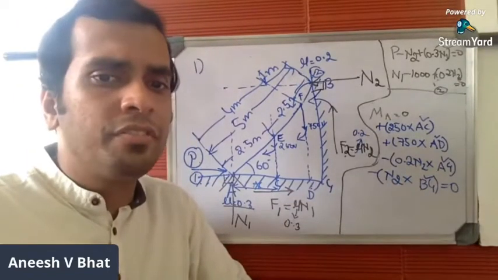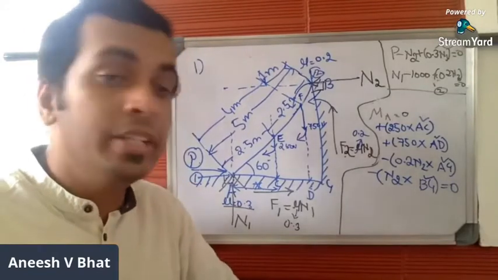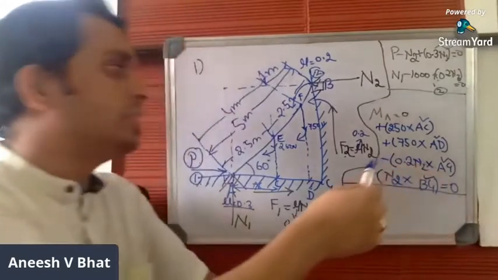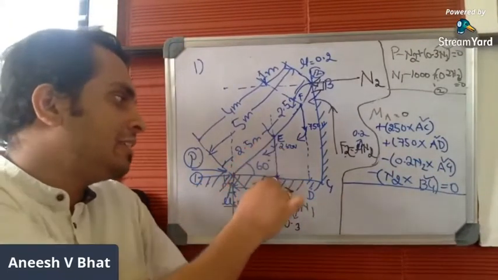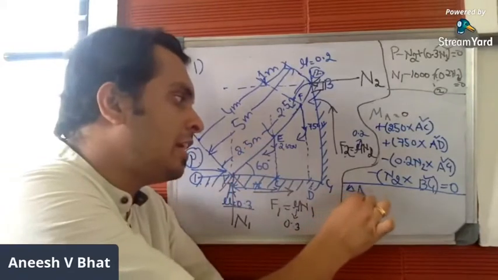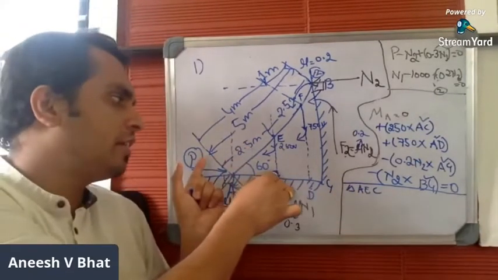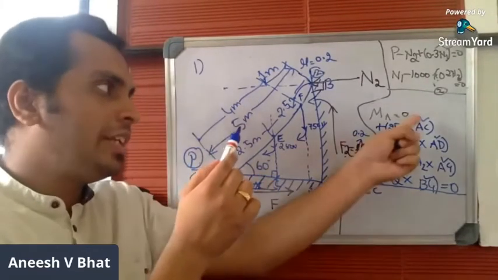Now to find the value of AC, AD, AG, and BG, we'll be using the concept of triangles. We have to consider the triangles now. Consider this triangle, triangle AEC, this small right angle triangle. We need the value of AC.